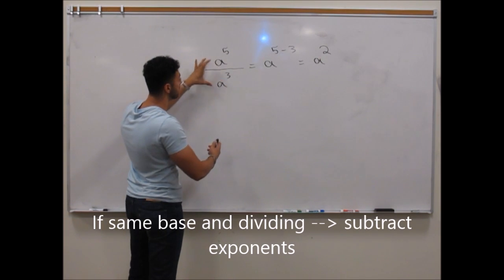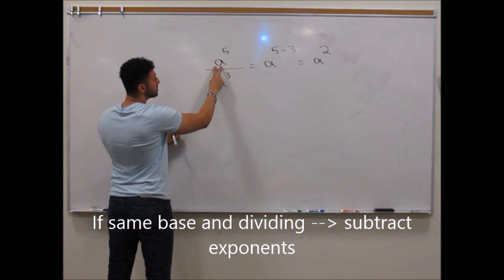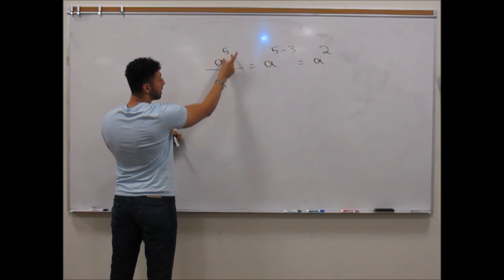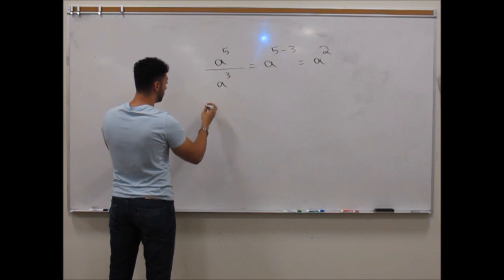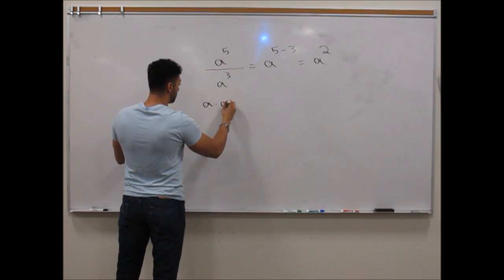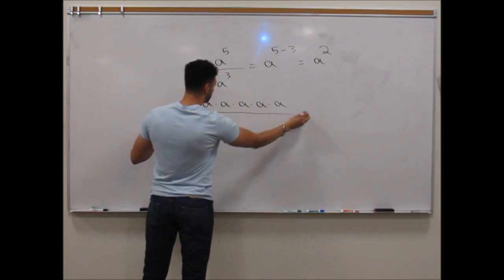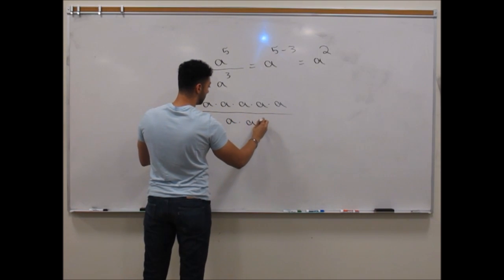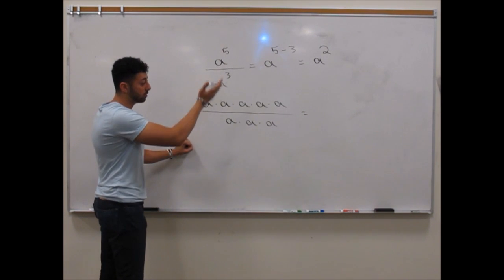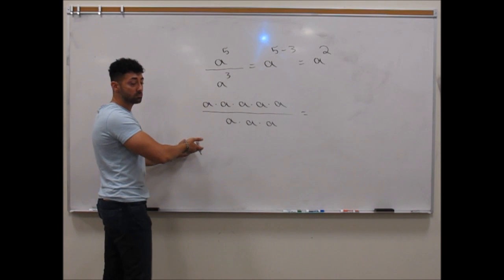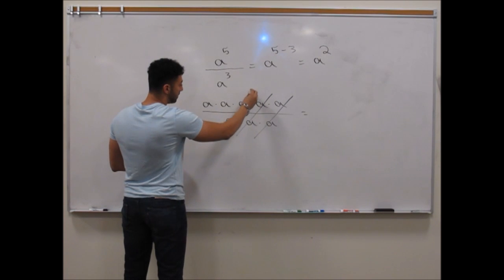So let's go ahead and see why this rule works out the way it does. So a to the 5th, this is the base, and this is the exponent. So the exponent tells us how many of this base we have. So we have 5 of these a's on top, and 3 of these a's on the bottom. So 1, 2, 3, 4, 5 a's on top, and then we have 3 of them on the bottom, 1, 2, 3. Okay, so we know from division that we could cancel out the same thing, or simplify stuff down, right? So these a's right here would cancel out, these a's would cancel, and these a's would cancel.